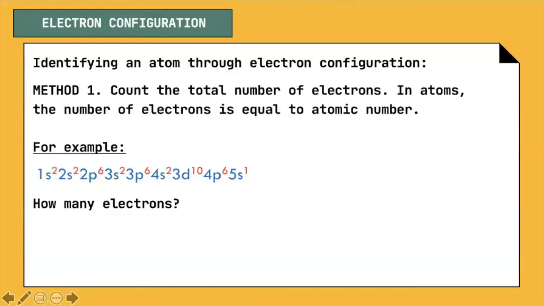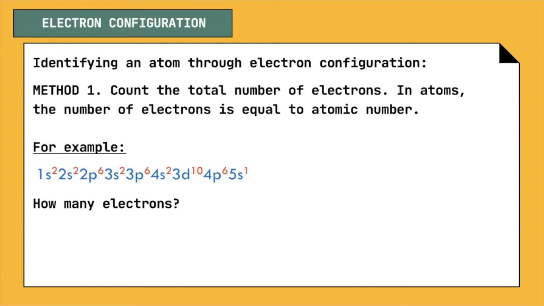Okay, so first, let's have a review about how we can identify an atom through electron configuration. The first method would be counting the total number of electrons. In atoms, the number of electrons is equal to the atomic number. Especially if you look at the periodic table, you can already see the atomic number.